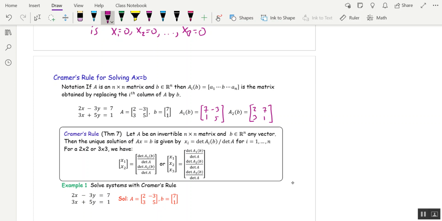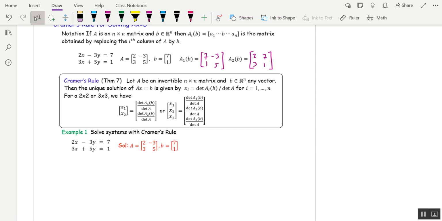All right, and here's Cramer's rule. If you have an invertible n by n matrix, then the unique solution of Ax equals B is, here's a 2 by 2 solution and a 3 by 3 solution. This generalizes to 4 by 4, of course, but I won't give you any more than 3 by 3. The first coordinate of the answer vector is determinant of A1 of B over determinant of A, and the second coordinate is determinant A2 of B over determinant of A. So let's use this.